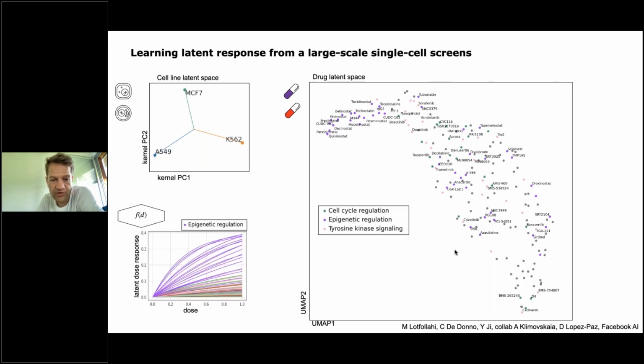And then you can actually also have the dose response and so on on top of it. And for example, here we saw that in the dose response, actually the epigenetic regulation ones were given the strongest contribution.